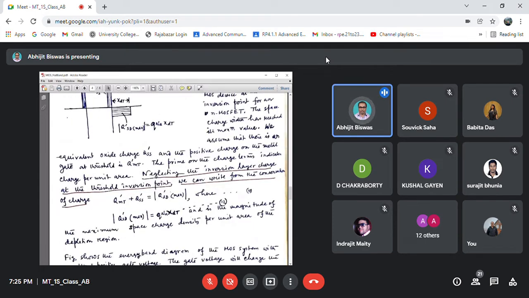So what is the value of this Q dash SD maximum? It is equal to Q Na XDT, where XDT is the maximum width of the depletion region, meaning the maximum extent of that depletion width.